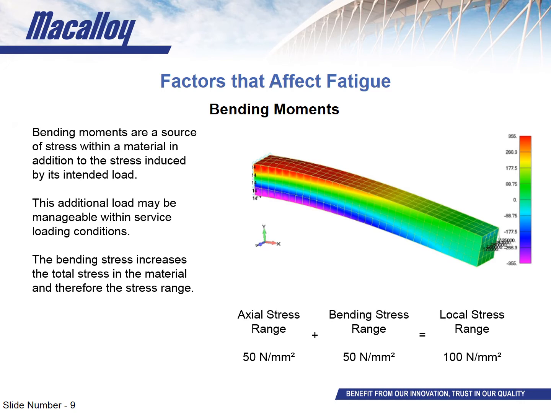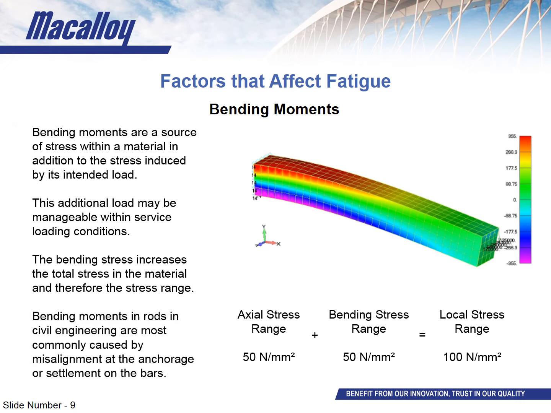and that's much more likely to lead to cracking than if the bending moment wasn't present. Typically for rods in civil engineering settings, such a bending moment is caused by the fittings at the anchorage being misaligned and that angle being taken up by the more flexible bar, or perhaps any horizontal force being imparted on the bar by settlement of earth, ground, or concrete.